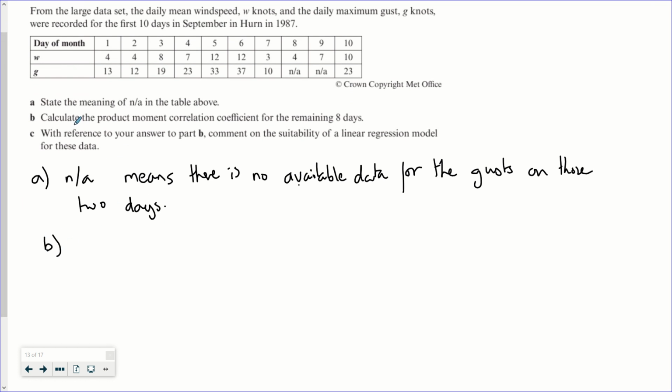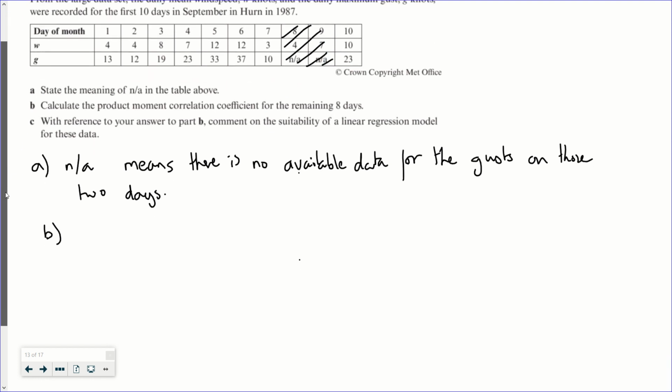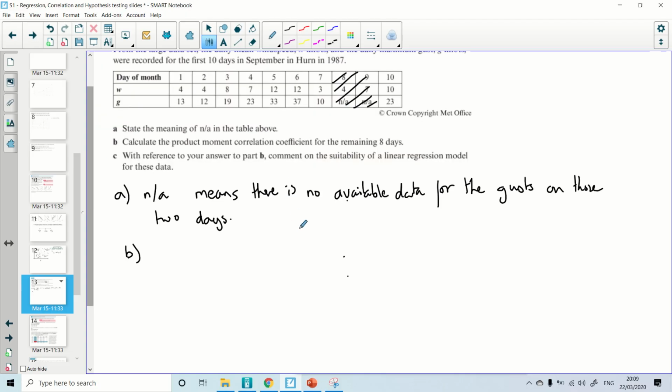And in part B, it says calculate the product moment correlation coefficient for the remaining 8. So when we do that, we're going to have to ignore this data because we don't have the data for the wind gusts. So let's cross that out. We sort of cleaned up the table a little bit. So in order to do that, we're going to have to use our graphical calculators. We're not expected to use the formula in our exam. And actually that saves a lot of time.